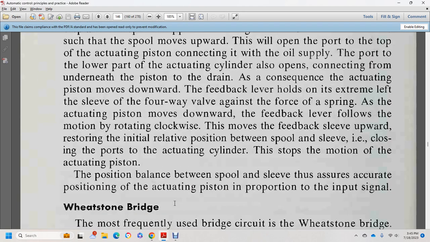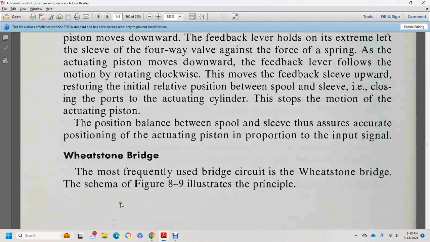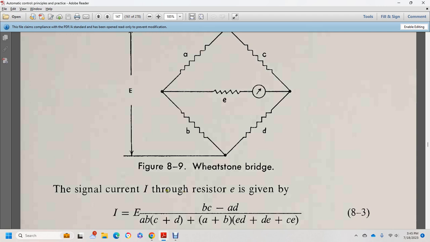Position balance between the spool and the sleeve ensures the accuracy of the position of the actuating piston, proportional to the input signal. The Wheatstone bridge is the most frequently used bridge circuit. Figure 8.9 illustrates the principle and shows the basic bridge with resistors A, B, C, D, and E, the resistor E being the load of the Wheatstone bridge.